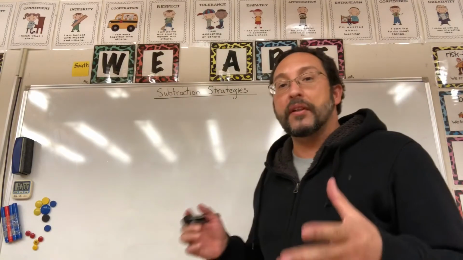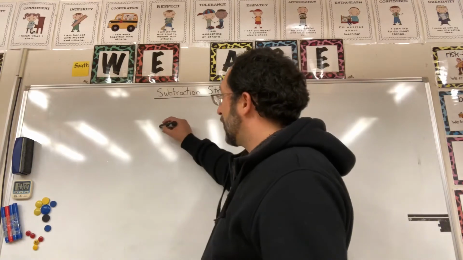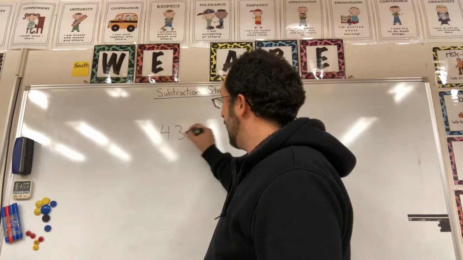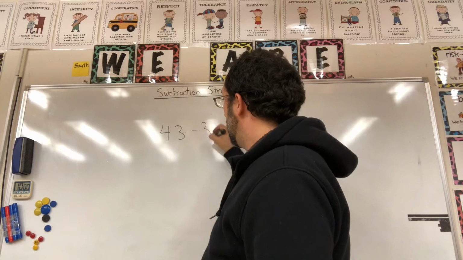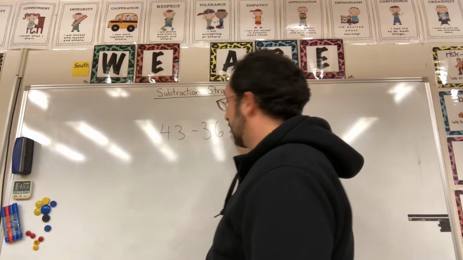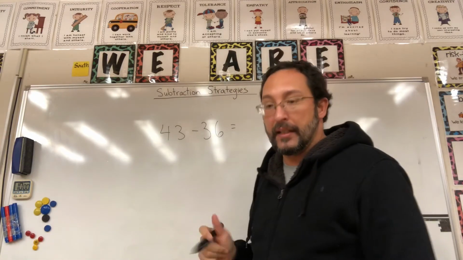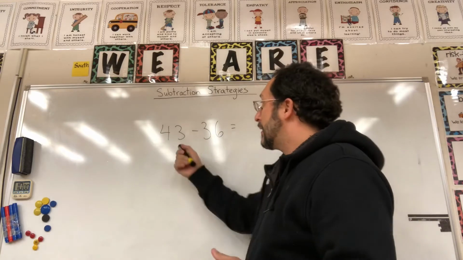Okay, so here we go. Now, from that, we're going to go into a little bit bigger numbers, okay? A little bit higher numbers. So we're going to go with something like, say, I don't know, 43 minus 36. Yeah, and many of you, I know, have got it in your head already. But for those that don't, the same strategy works.